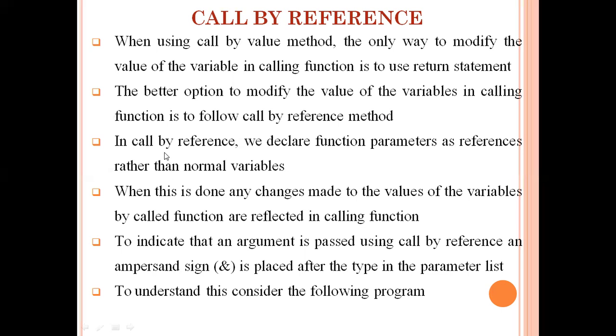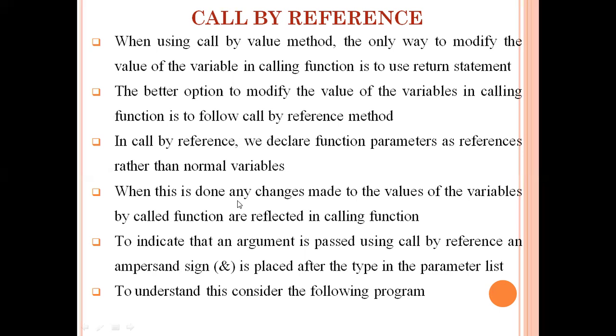In case of call by reference, as the name implies, the term reference refers to the address of the memory location of a particular variable. In call by value, the calling function passes the values of the variables directly to the called function. But in call by reference, we declare function parameters as references rather than normal variables. That is, instead of variables, we declare function parameters as references, meaning the address of the memory location of the variables.